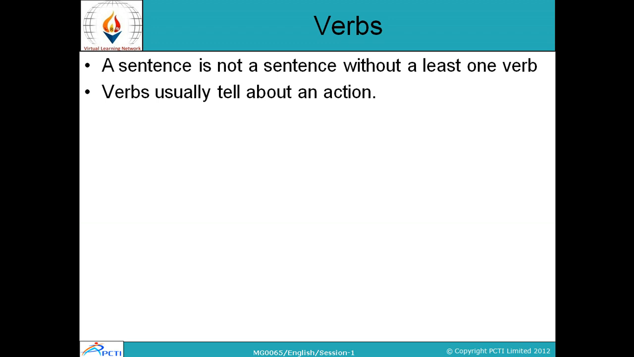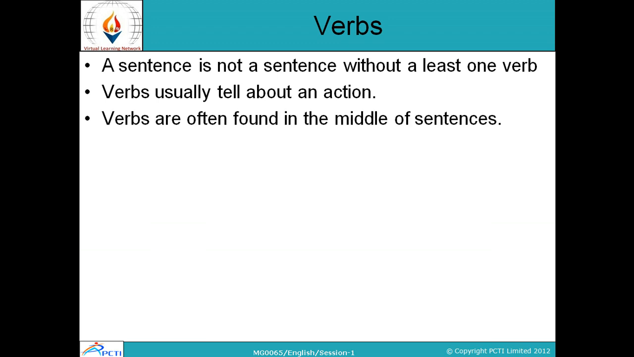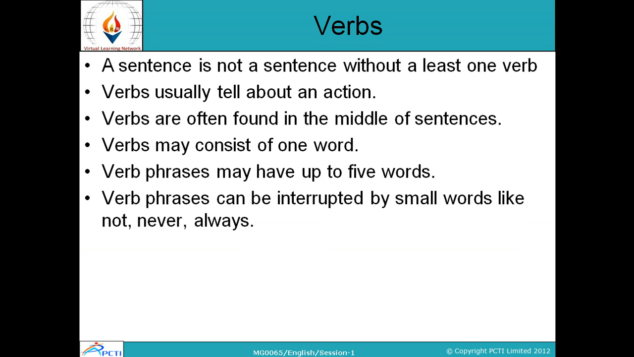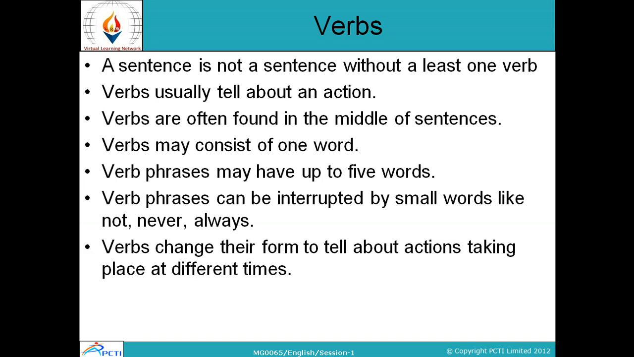Verbs usually tell about actions. Verbs ज़्यादातर वो बताते हैं, ऐसे words होते हैं जो कुछ काम कर रहे हैं, कुछ action हो रहा है, right? Verbs are often found in the middle of the sentences. Verbs ज़्यादातर sentence के middle में होते हैं. Verbs consist of one word. Verbs एक word के होते हैं. Verb phrases may have up to 5 words, लेकिन अगर verb phrases हैं तो उसमें 5 words हो सकते हैं. Verb phrases can be interrupted by small words like not, never, always. Verb phrases में कुछ ऐसे words भी आ सकते हैं like not, never and always. Verbs change their form to tell about actions taking place at different times.